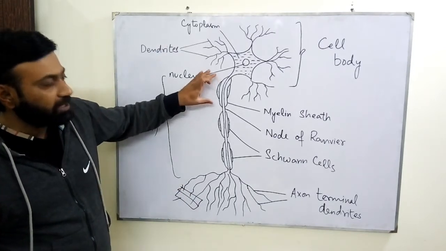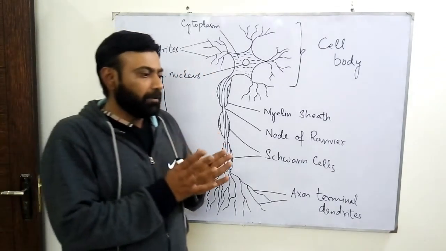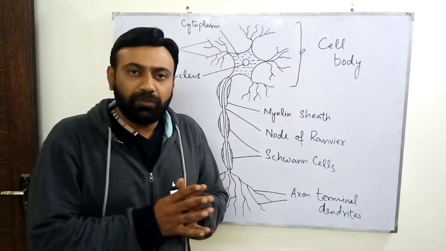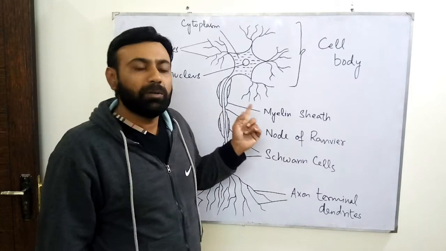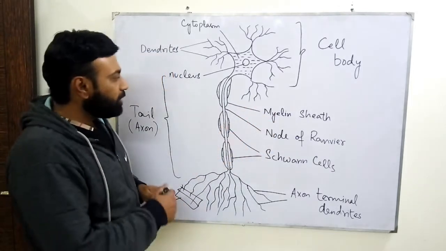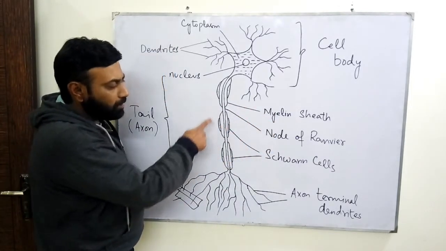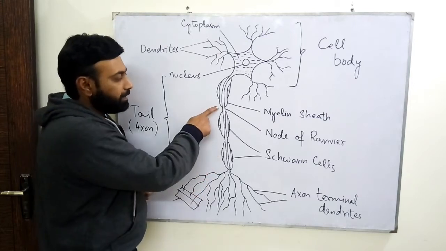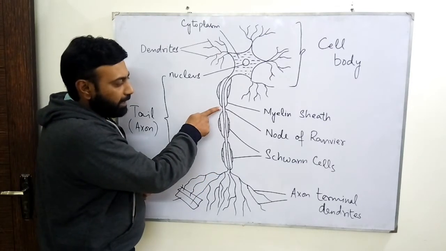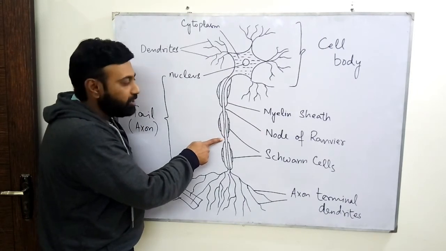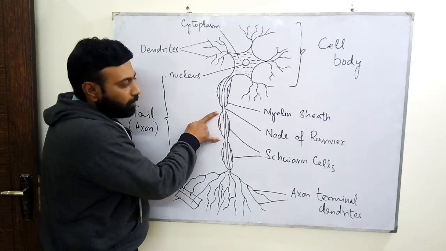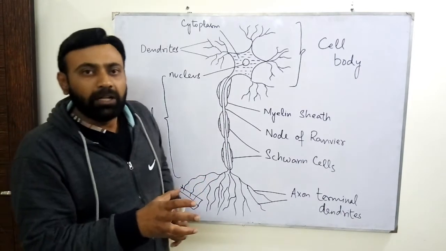This myelin sheath provides insulation for the ions. Those ions cannot pass through the myelin sheath. But as you can see here, myelin sheath is not continuous. It is interrupted at several points, like here there is no myelin sheath. Again at this point there is no myelin sheath. These points are called nodes of Ranvier.